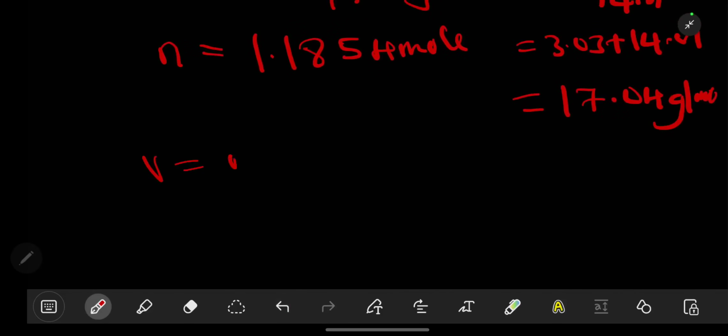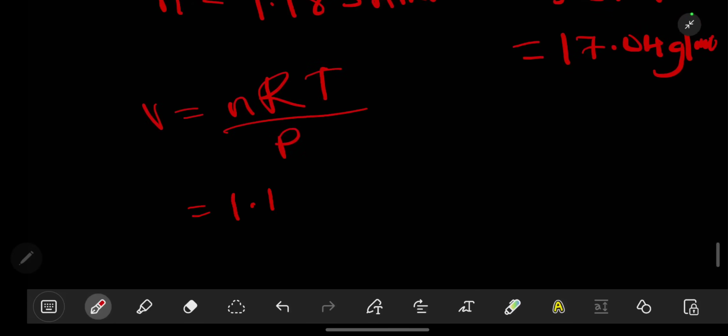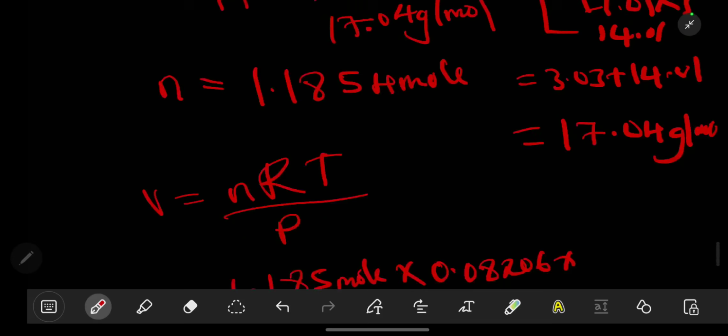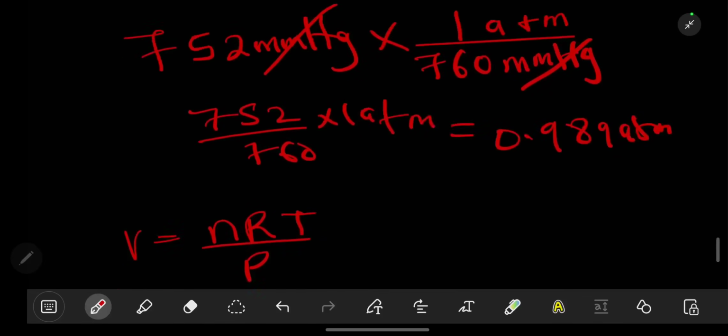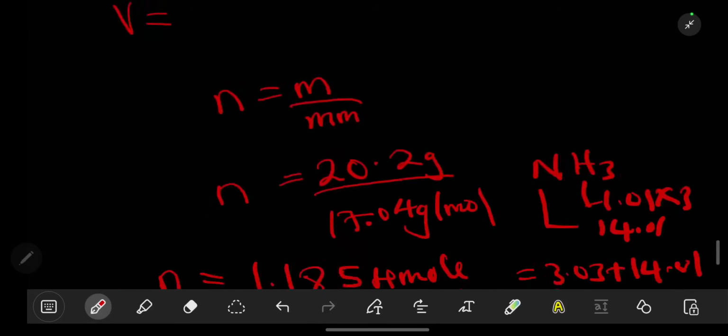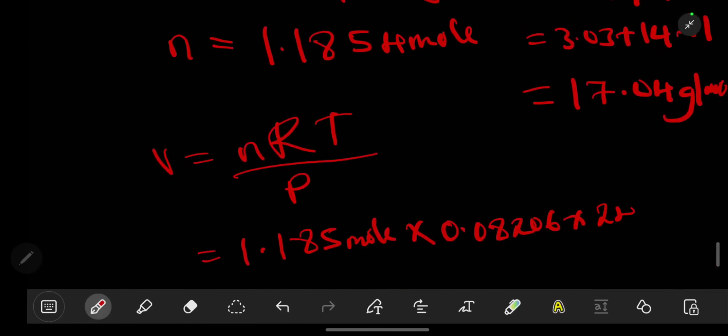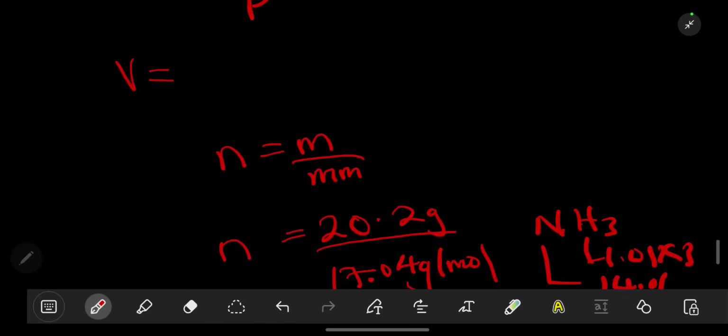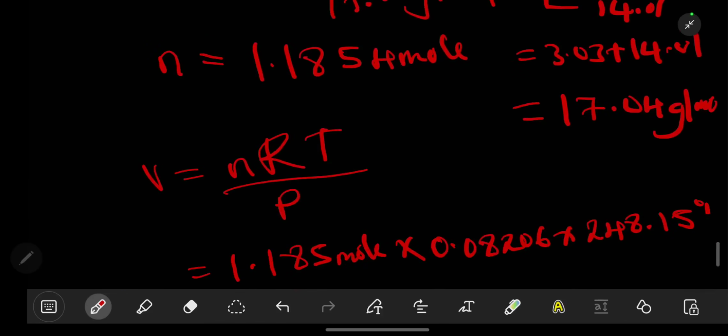So with this number of moles, we are going now to replace it into the formula. The volume is equal to nRT over our pressure. So the number of moles is 1.1885 moles, times the gas constant, which is 0.08206, times our temperature. Our temperature is equivalent to 248.15, if I'm not mistaken, 248.15 kelvins.